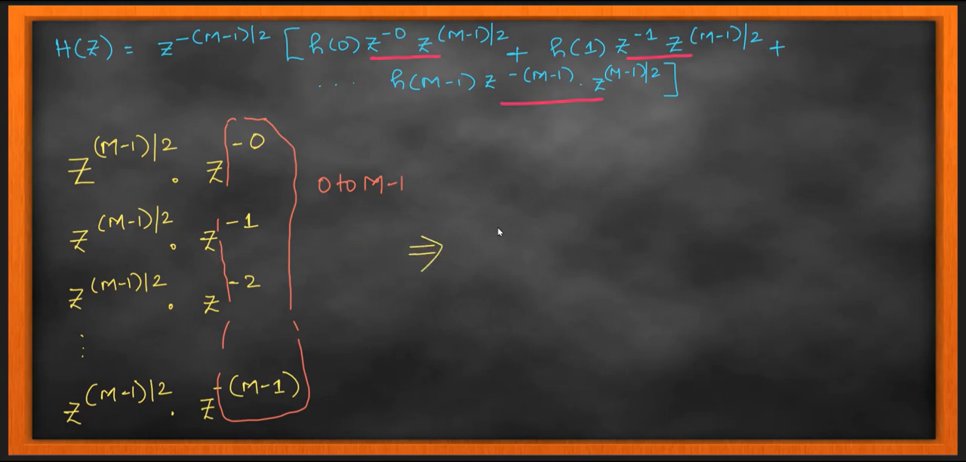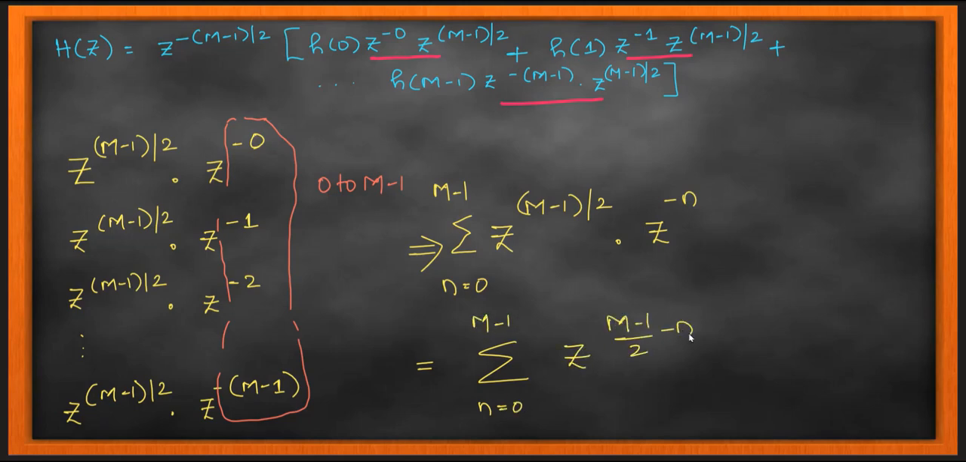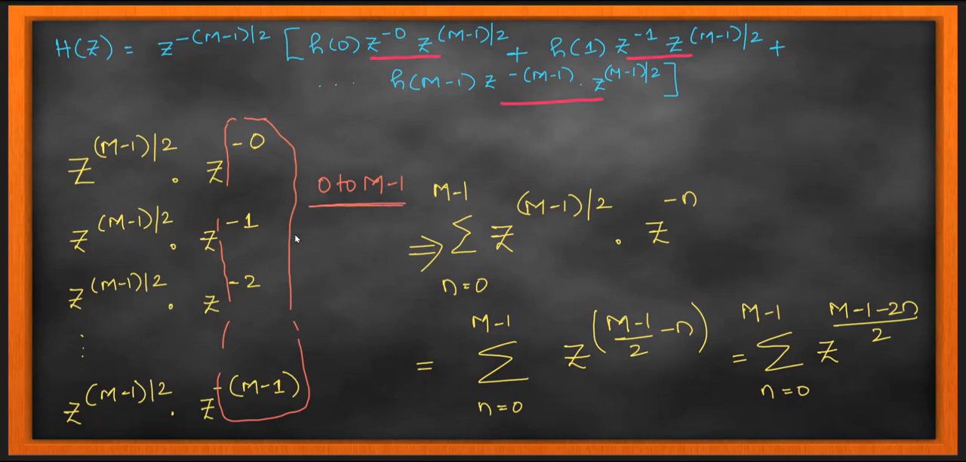And I can write this to be z to the power of m minus 1 by 2 into z to the power of minus n. So this is what I'm using. And I'm generalizing it for n equal to 0 to m minus 1. And that is going to be written as z to the power of (m minus 1 minus 2n) by 2. So I'm going to take this forward and represent my h of z using this simplified expression. So my h of z is going to use the new simplified form. I can write that as h of (m minus 1) by 2.